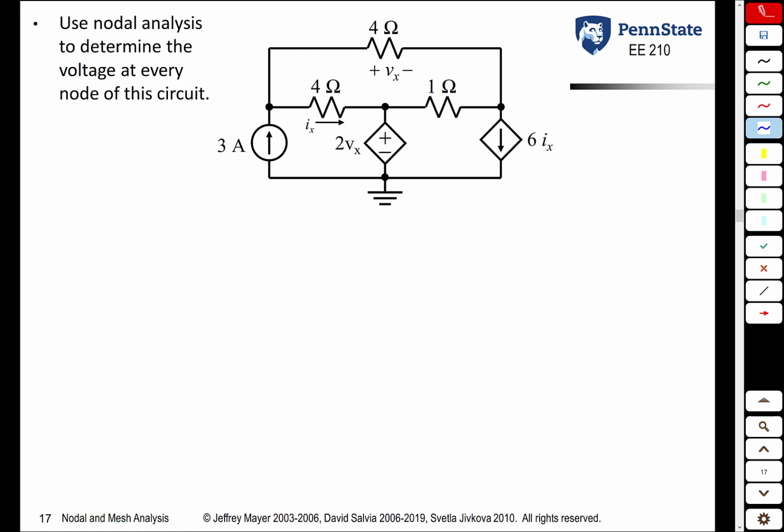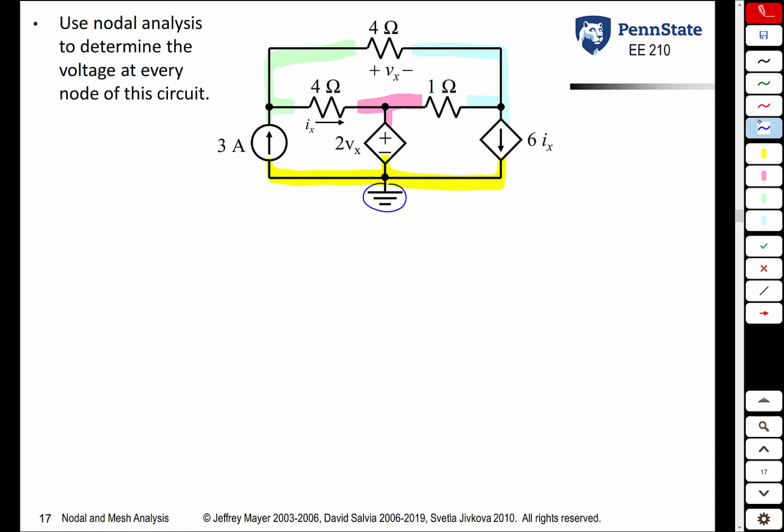So this circuit, notice ground is given, so we don't have to worry about that. Let's identify all of our nodes. We have our ground node here, put that in yellow. Node there. We have a node there. And we have a node there. So we have 4 nodes.